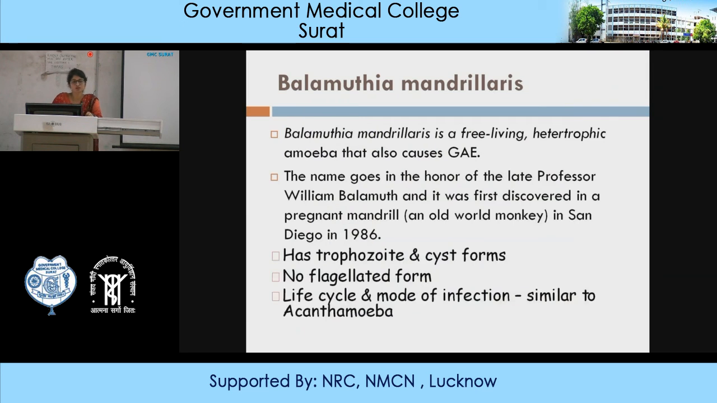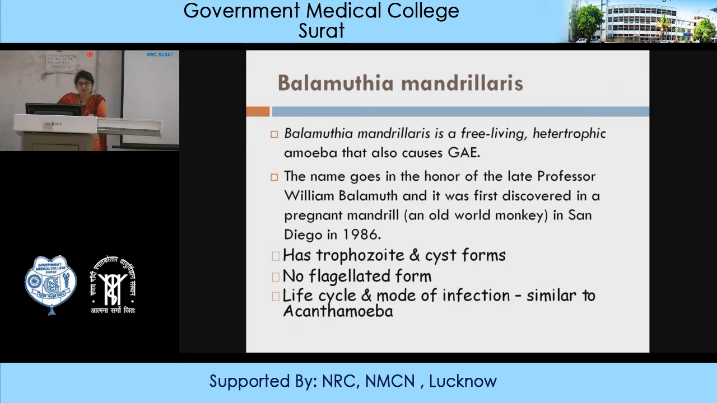The third one, the most common, is Balamuthia mandrillaris. The name Balamuthia was given by the scientist William Balamuth, and it was first identified in a pregnant mandrill, and that's why the name is Balamuthia mandrillaris. It basically causes granulomatous amoebic encephalitis. It again has two forms, the trophozoite and the cyst form. Here no flagellated form has been seen.